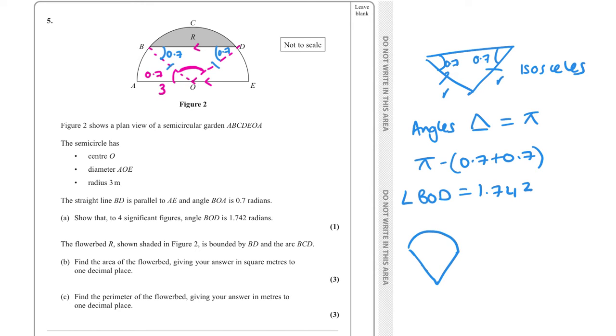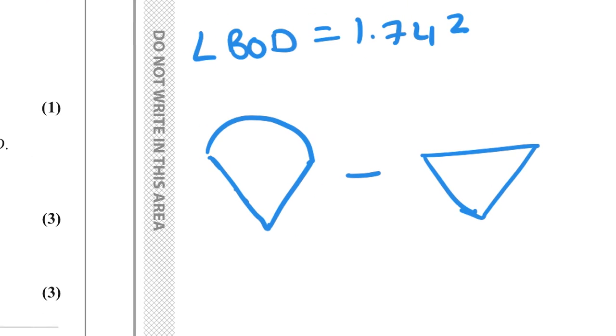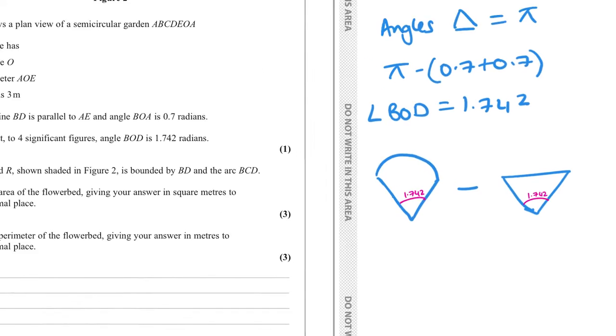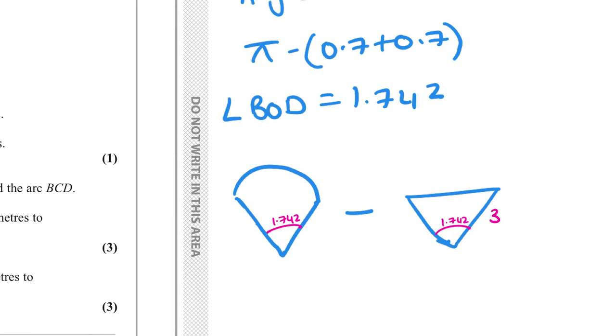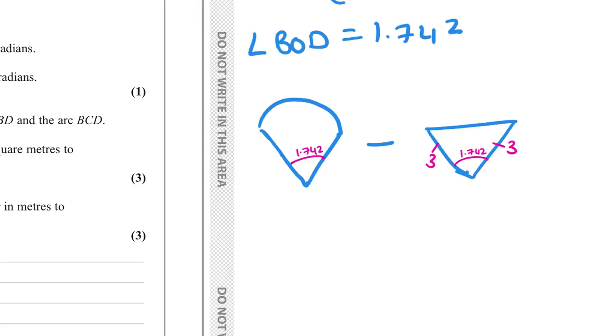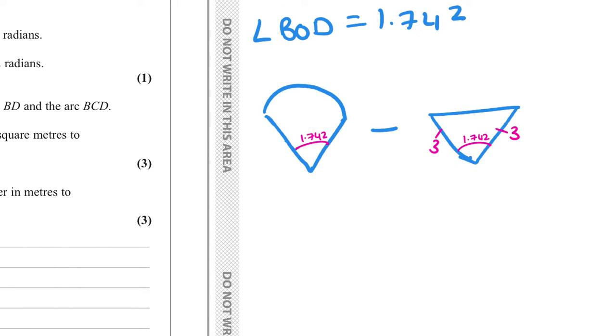I'm going to find the area of the sector minus the area of the triangle. And you know what I'm like? I love drawing. I love to see what's happening. It's how my brain works. So we know that this is 1.742. We also know that this is 1.742, and we know that these sides are 3, right? So how do we find the area of a sector?